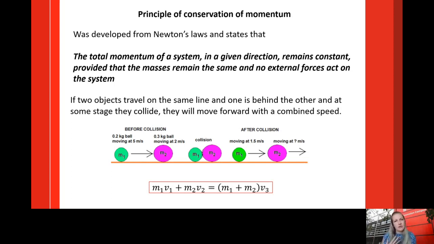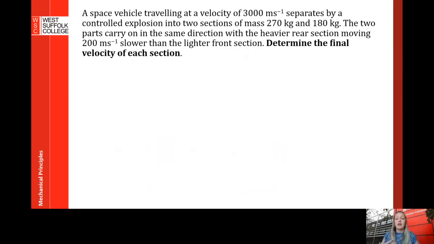Now in this video I'm going to give you an example of how we can actually use this in an example question. So if we have an example at the moment of a spacecraft, a space vehicle that is travelling at a velocity of 3,000 meters per second.